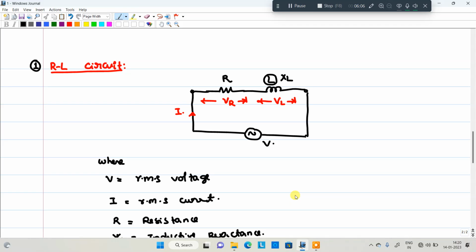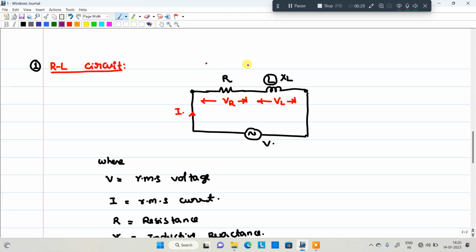By using those conditions, let me draw the phasor diagram for this RL circuit. In the examination, they ask about the phasor diagram of the RL series circuit. They will give different phasor diagrams in options A, B, C, D, and you should be able to identify the correct one. Keep in mind that current is constant for both the elements.